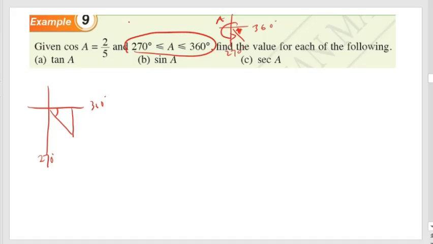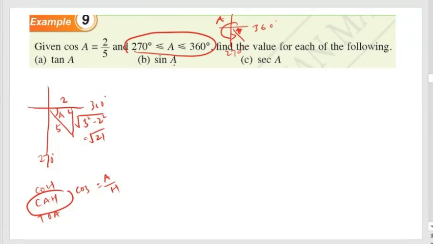2 over 5 is opposite over hypotenuse, right? Oh, sorry, I did it wrong again. Where is your angle? I forgot to put the angle. Cos is adjacent over hypotenuse, cos A, the angle here, A over H, 2 over 5. So what is the value here? The value for the sine here is what? This is 5 squared minus 2 squared. So it's square root 21. So you will get your value here.